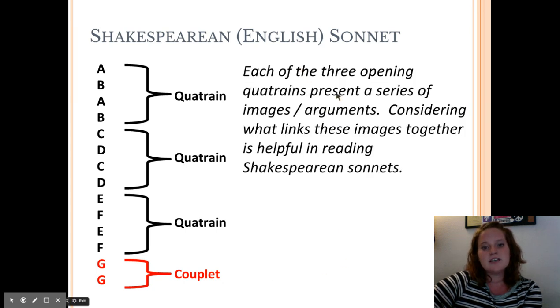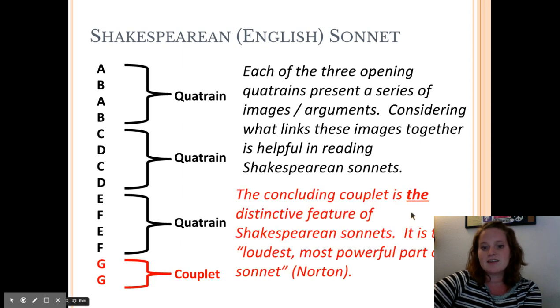These 3 opening quatrains show images or arguments, and we consider these links helpful in reading. They all come together to give us the entire perspective or the whole picture on the topic of the poem. And then the couplet at the end is the most powerful part of the sonnet.